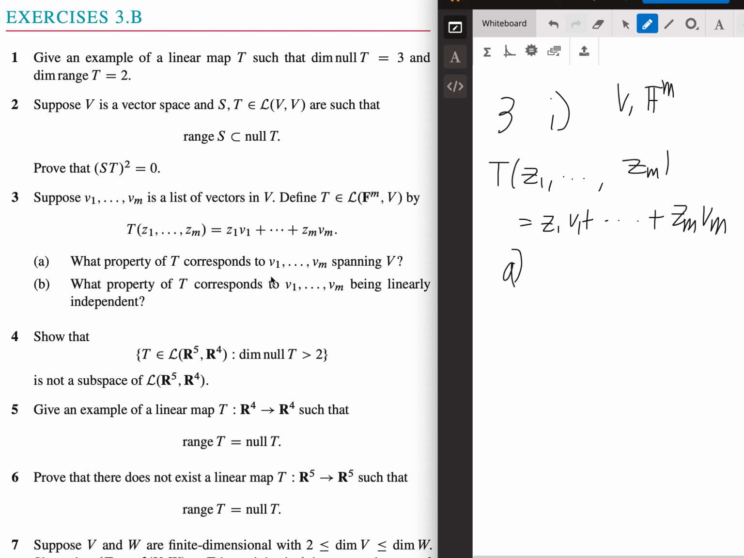And here it's asking about what property of T corresponds to this spanning V. First that, oh wait, no, it doesn't even say that. It just says v1 through vm is a basis in V, that stuff. Okay, so we don't know the dimension of V, so you can't approach it that way.